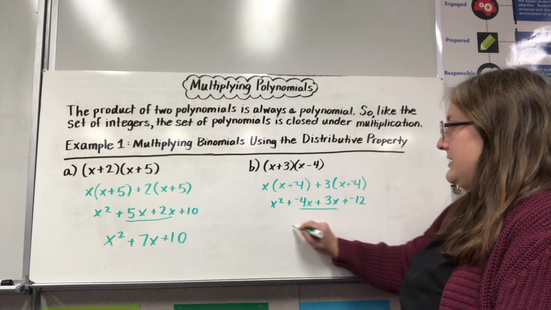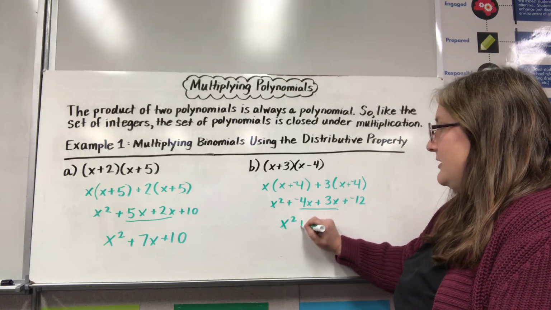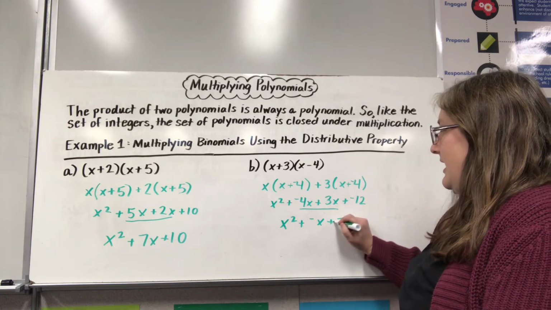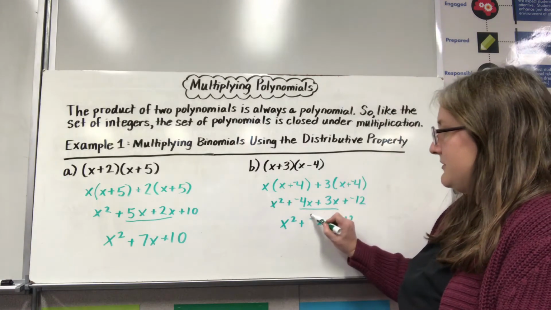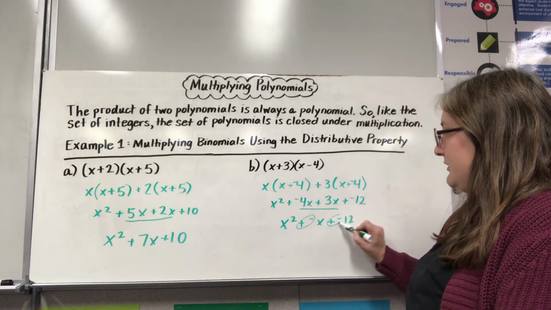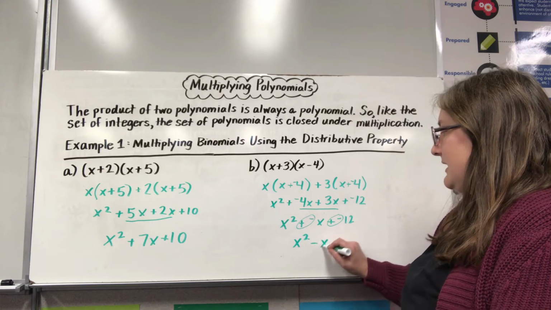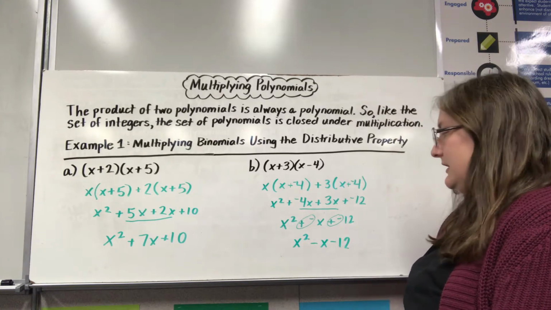These two terms can be combined. So I have x squared plus negative x plus negative 12. And for my final answer, I will get rid of these plus negatives by turning them back into subtraction signs. So x squared minus x minus 12 is my final answer.